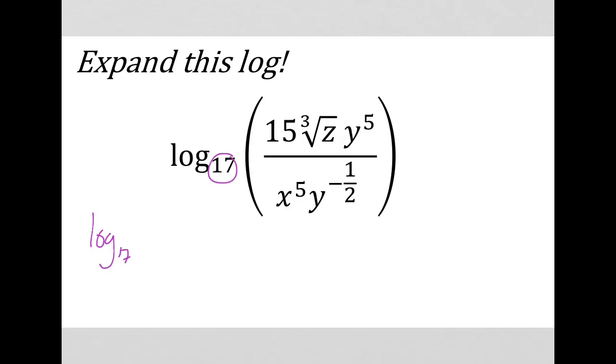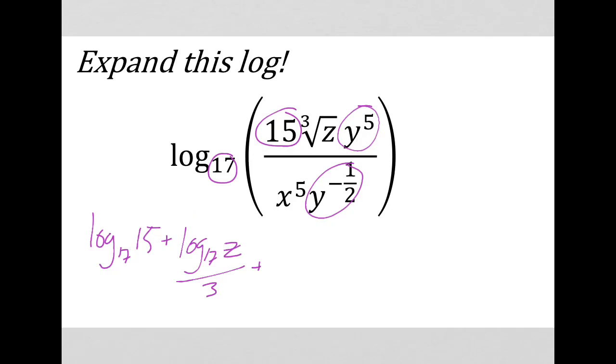Log base 17 of my first factor there, log base 17 of 15, plus log base 17 of z to the power of 1/3. But it's a cube root, so instead of writing the 1/3 as a power like that, I'm going to plug it and instead multiply this by 1/3, which is the same as dividing it by 3. So I'm going to write that bit like that. And then I have plus, and notice I have something interesting here because my next term is a y term, but I also have a y term in the denominator.